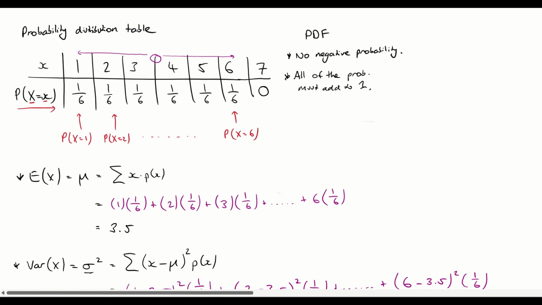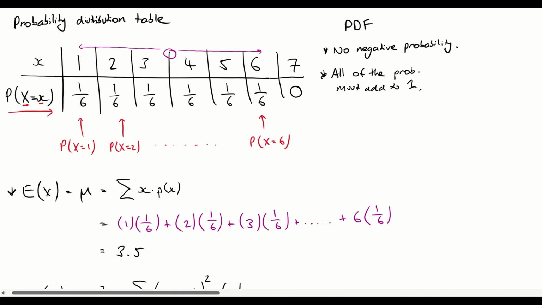A couple of extra little points that I want to make around the probability distribution table is just some of the notation when you might be asked some questions. So you might get asked to find the probability that x is equal to 2.